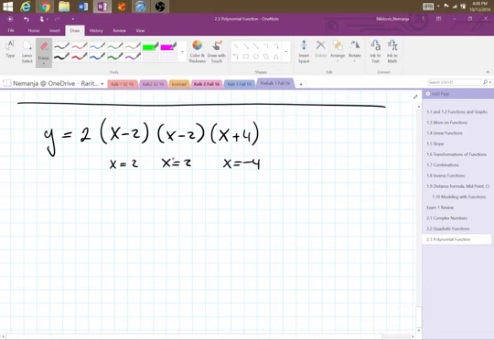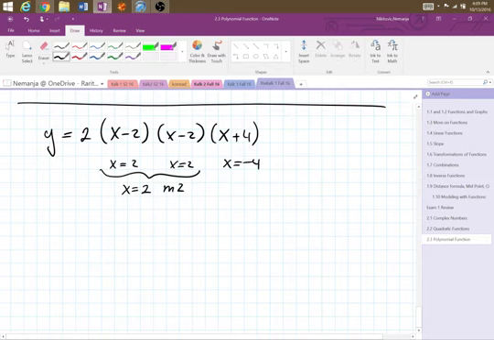But we really don't need the repeat, so I'm just going to call this one M2. M2 means multiplicity 2. Okay? So these two together create x equals 2, M2. M2 stands for multiplicity 2.